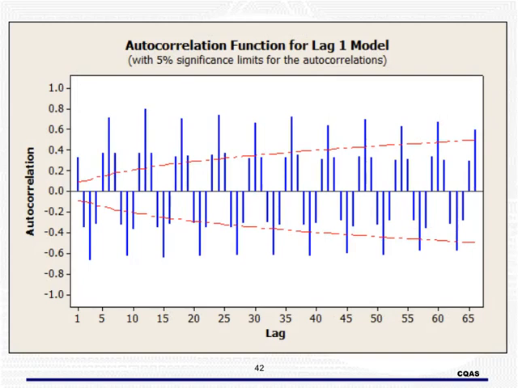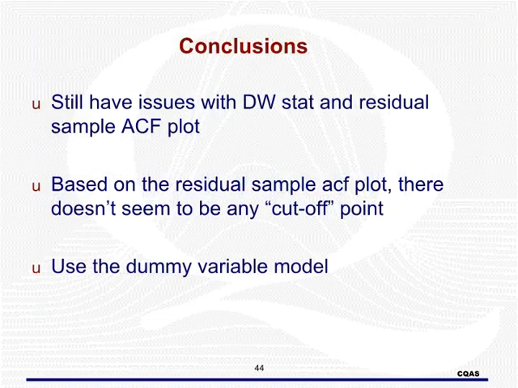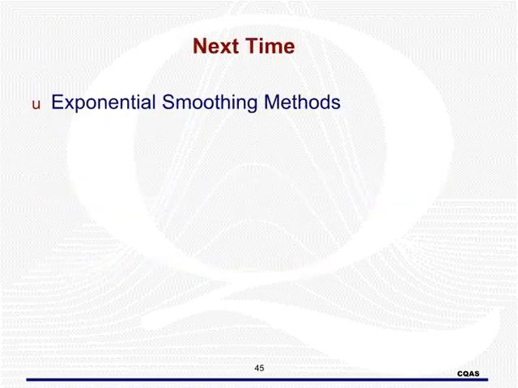Let's try a lag 2 term. Here is the DW statistic and the residual sample ACF plot for the lag 1 and 2 model. We still are seeing the same slow die-down, if at all, pattern in the plot. We could continue to add lag terms to the model, but there doesn't seem to be any logical path to follow for this. At this point, I would recommend using the dummy variable model. Next time, we will talk about exponential smoothing methods.